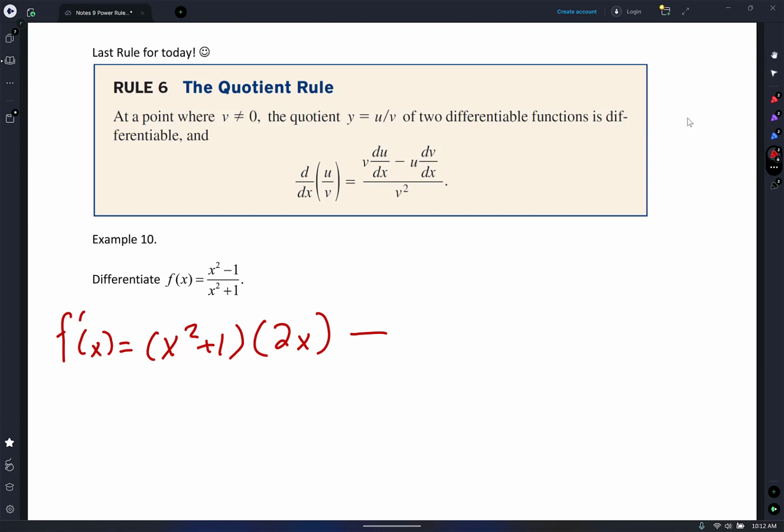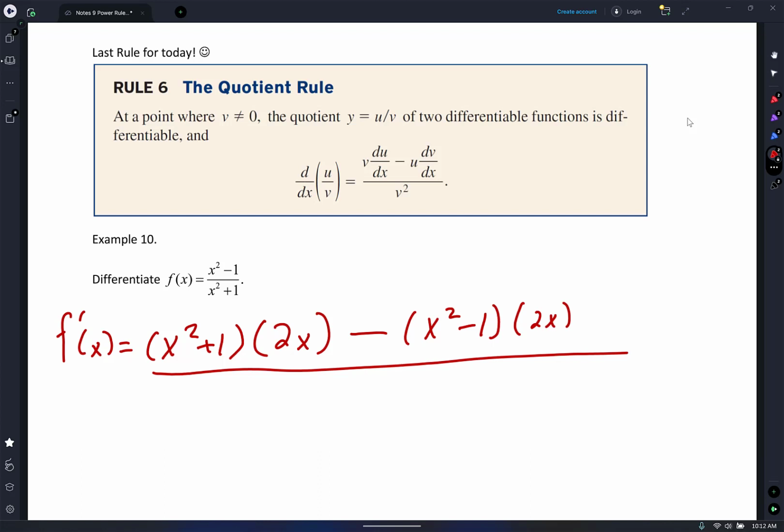Minus high, so x squared minus 1. D low. What's the derivative of x squared plus 1? Another 2x. All over low low. So what's the derivative of x squared plus 1? I mean, sorry, I just write x squared plus 1 and I square it. That's it. There's no derivative. Caught myself.